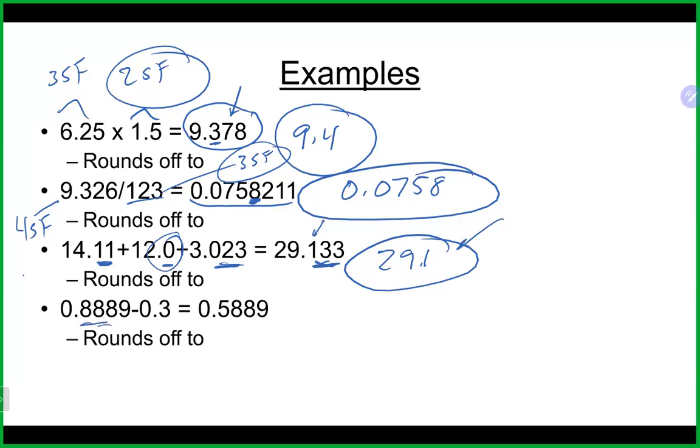Lastly, here we're subtracting. That is 4 decimal places and 1 decimal place. That means we would look here. That is going to be over 5. So 0.6 would be where we would want to round. Any questions on that there?